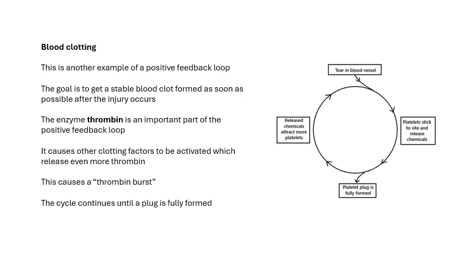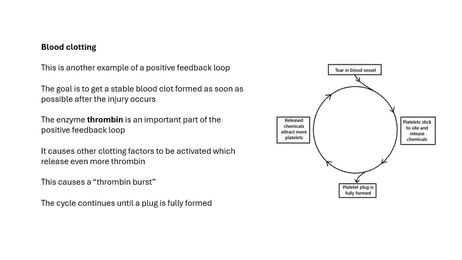The goal is to get a stable blood clot formed as soon as possible after the injury. And this enzyme thrombin is an important part of the positive feedback loop. This is the chemical signal, and it will attract more platelets to the wound. It causes other clotting factors to be activated, which releases even more thrombin. So you get more and more thrombin.